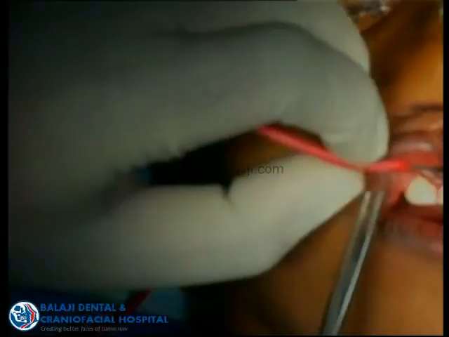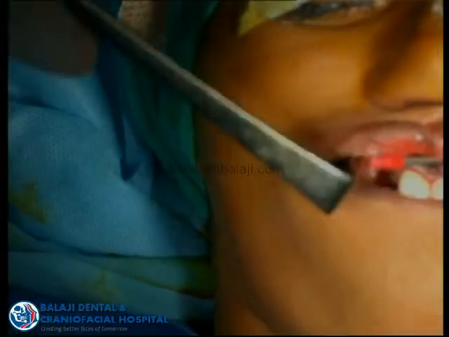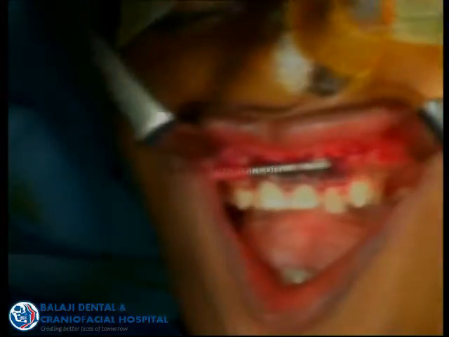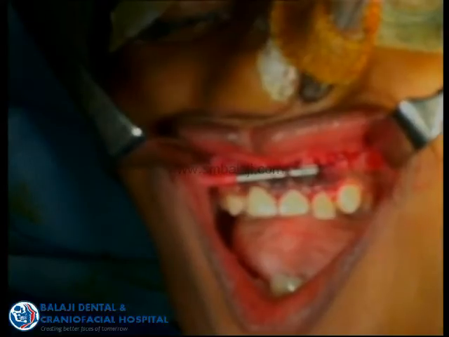A small piece of rubber tube is kept on the distractor so that it doesn't injure the gingiva, the mucosa or the lip mucosa. You can see the complete view of it.